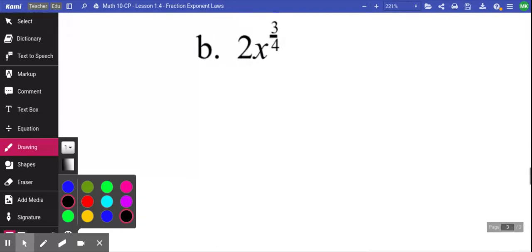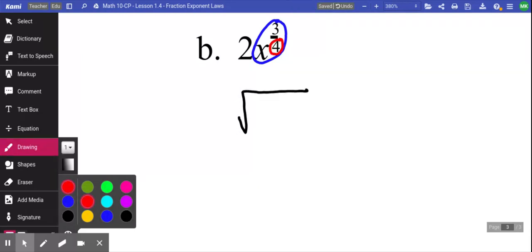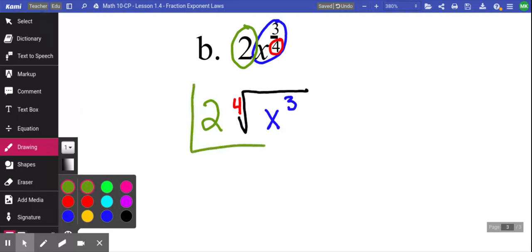B. With B, I have to recognize what has a power that is a fraction. This thing has a power that is a fraction, so only that thing should be turning into a radical. The bottom number becomes the index. The rest becomes the radicand. This 2 out front was never part of the power. It was 2 times that power. So that means my answer needs to be 2 times that radical. So that's my final answer. Keep the 2 out front.